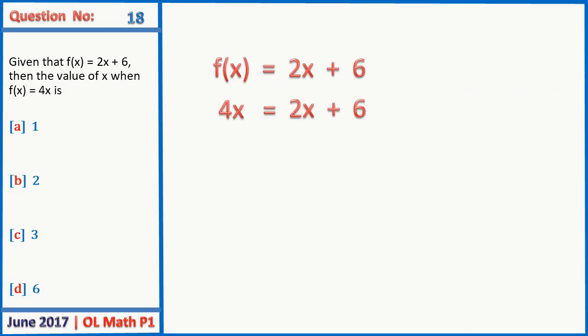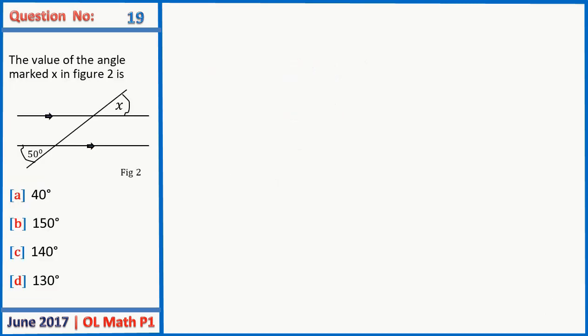So 4x should be equal to 2x plus 6, and solving for x, we have 2x equals 6, and dividing both sides by 2 gives us x equal to 3. The key is C.